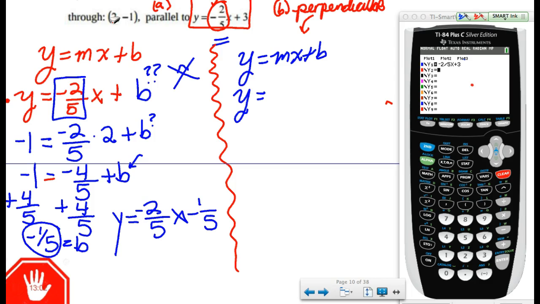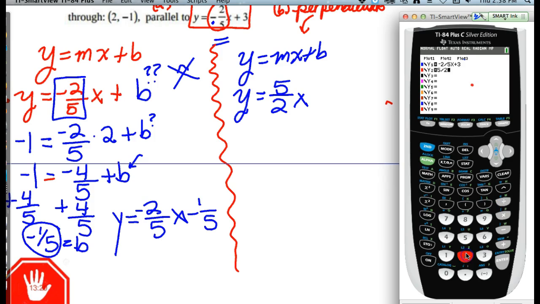And to do that, we do the opposite. So instead of negative, it'll be positive. Reciprocal, which would be 5/2. So you take the opposite and you flip it over. And that'll cause the line to run perpendicular. The minute I go like this, I will have a perpendicular line to the one above it.